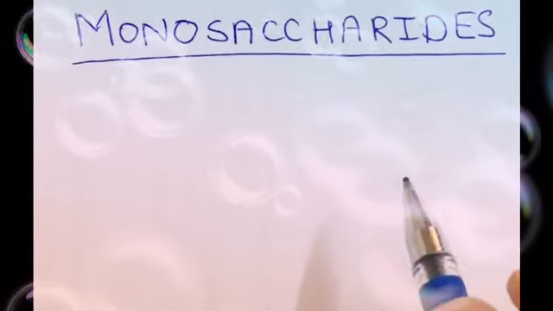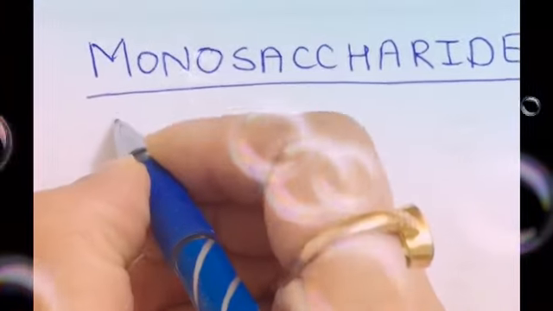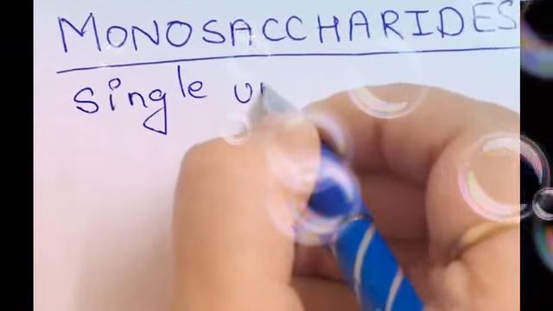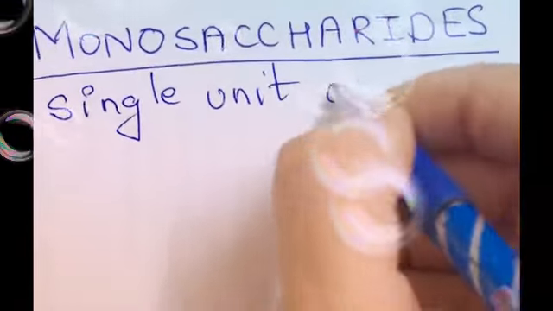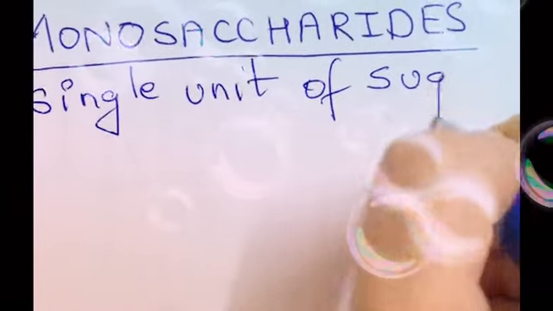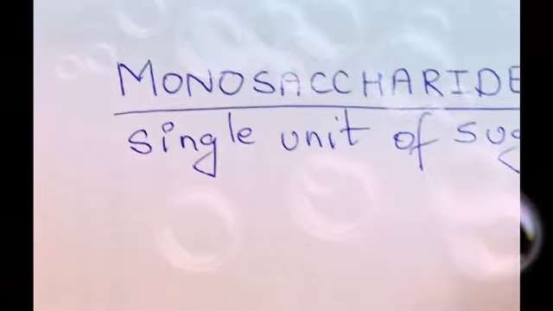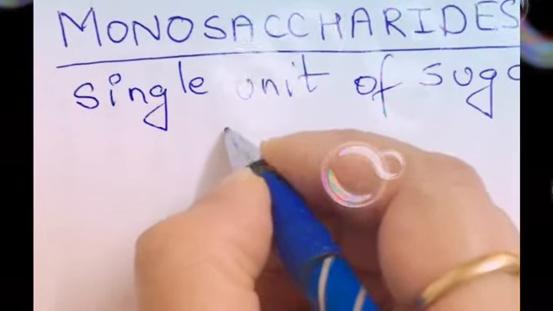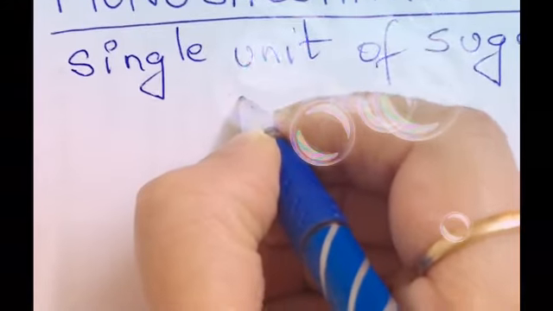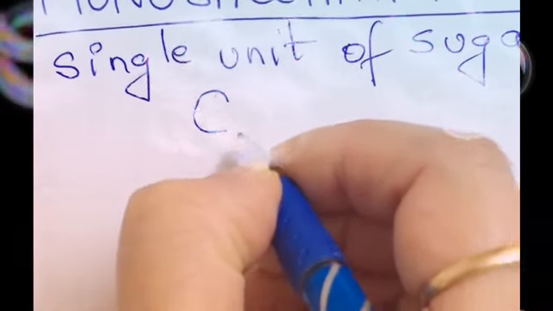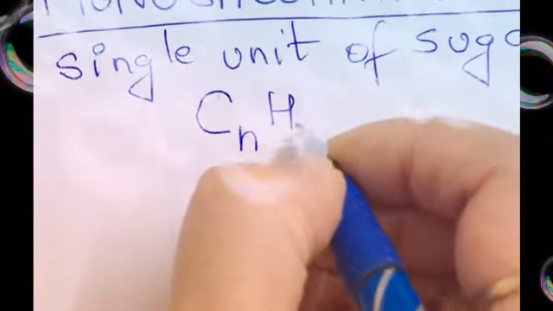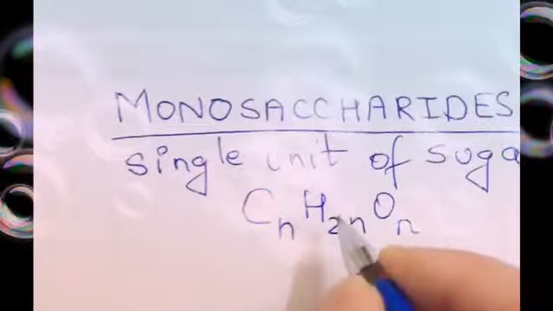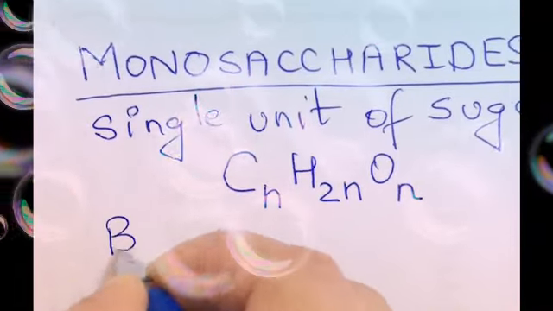We have seen that monosaccharide means a single unit of sugar, so it's also called the simple sugar. And we have also seen the formula for the carbohydrates. I had mentioned it yesterday. It's CnH2nOn.